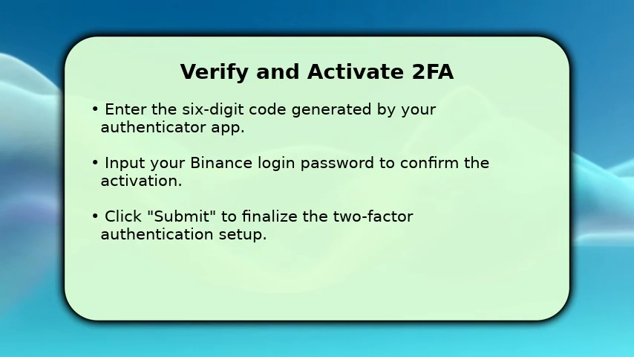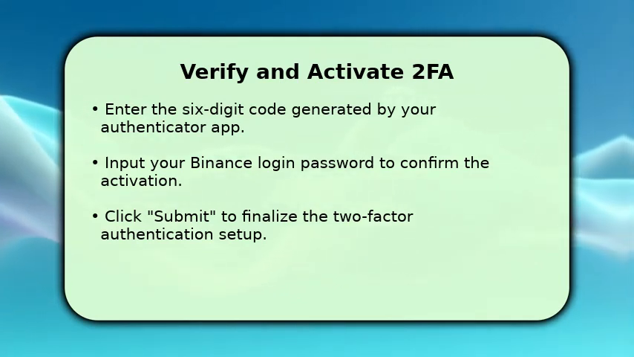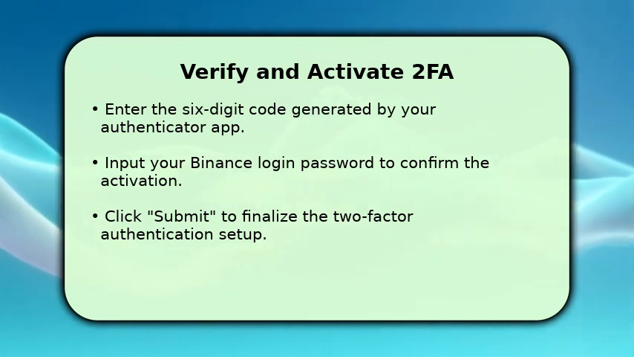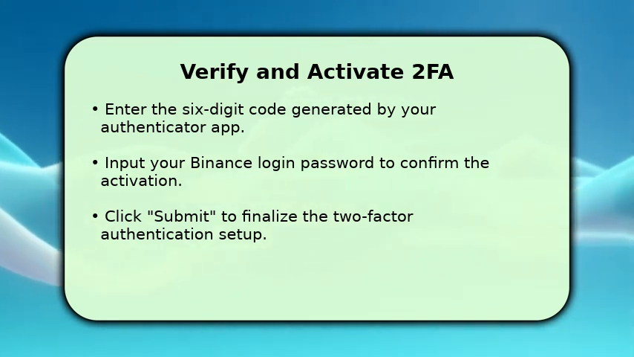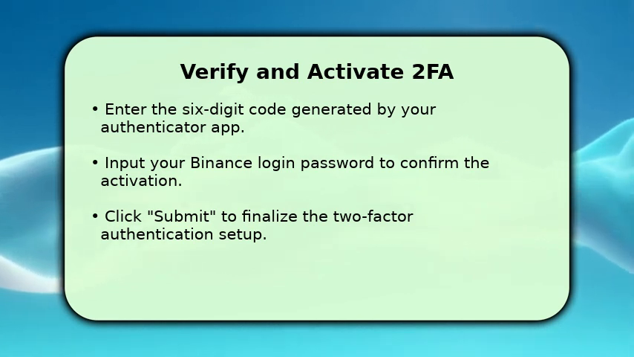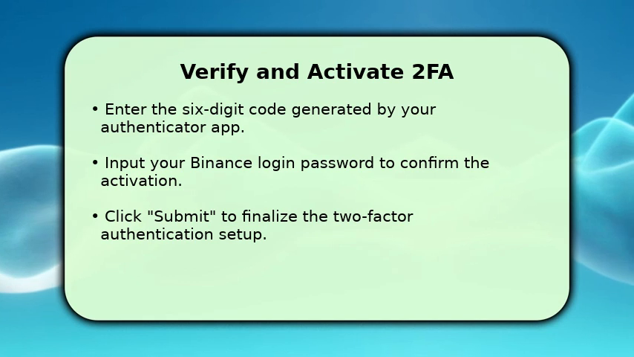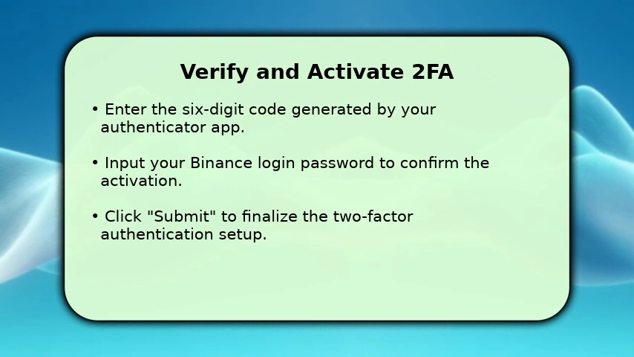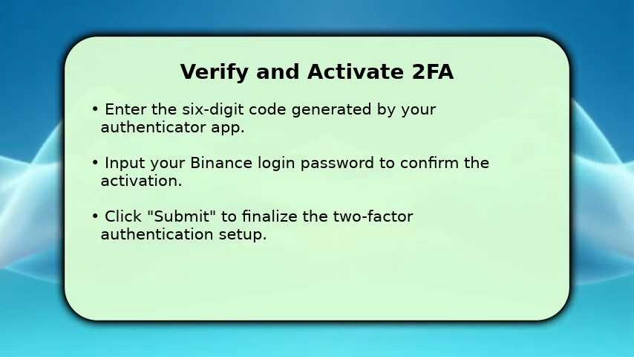Now, your Authenticator app will generate a 6-digit, time-sensitive code. Enter this code into the designated field on your Binance page. You'll also need to input your Binance login password to confirm the activation. After entering both, click the Submit button to finalize the two-factor authentication setup. Your account is now much more secure.